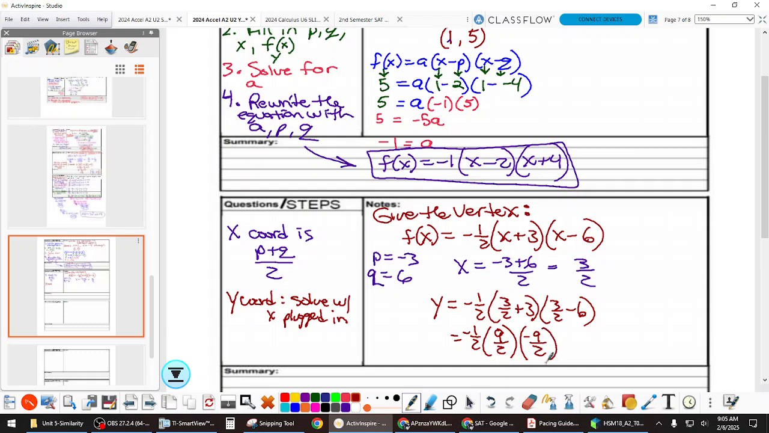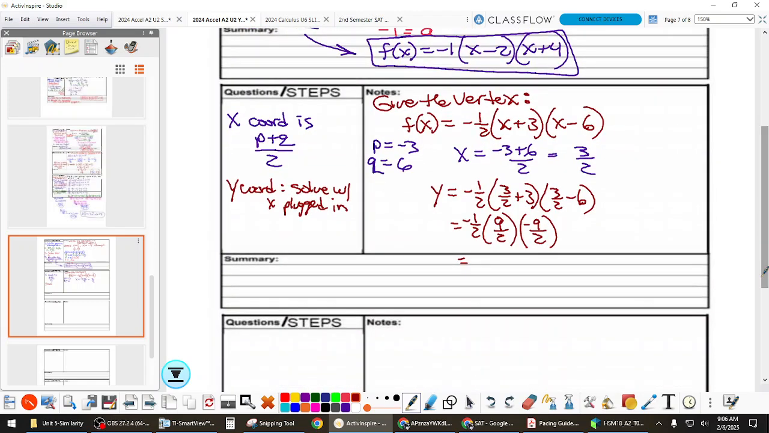Negative 9 halves. So we have, well, this is 12 halves, right? So 3 halves minus 12 halves. Oh, 3 halves plus 9 halves. Oh, sorry, 3 halves plus 6 halves, I said it. Anyway, is there anything that we can do with this, or is it just going to be ugly? Nothing. It's just going to be fractions.